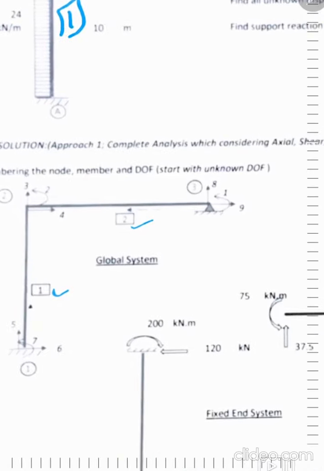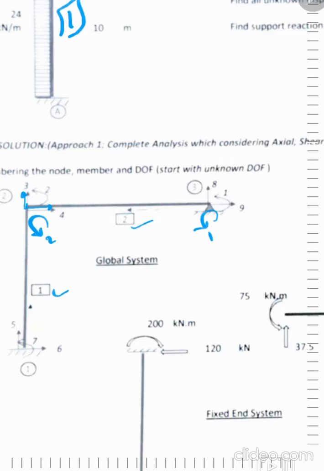I already started this moment number 1 and this is the moment number 2. Then give it the force, known or unknown. This is the 3 and this is the 4, and then continue with the fixed end or go back to the hinge, it is up to you.